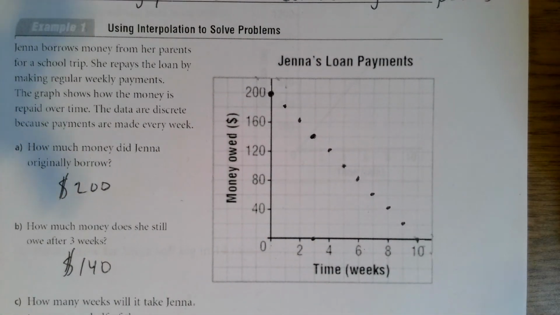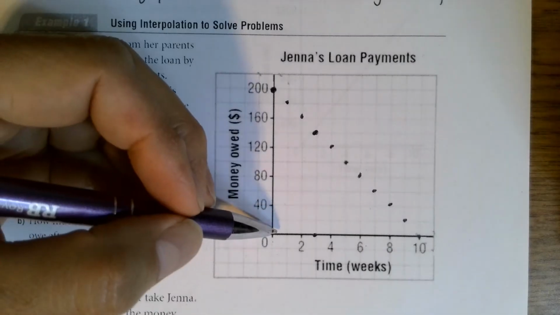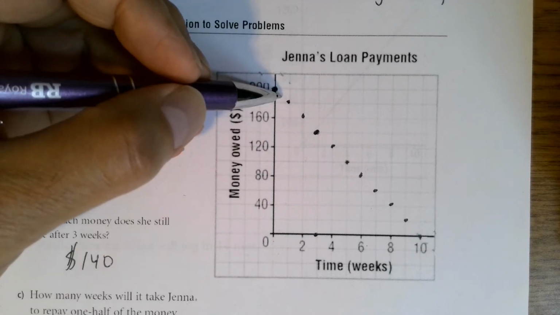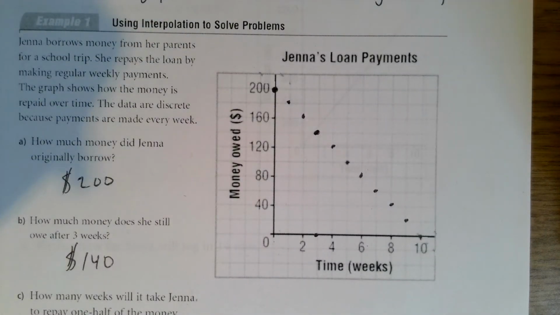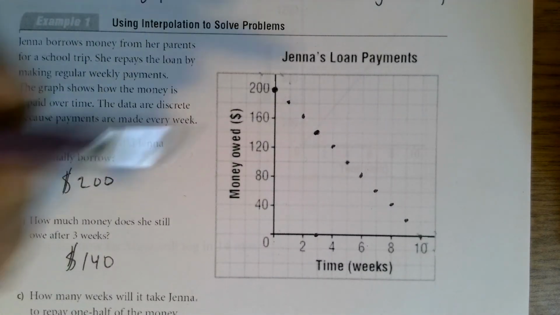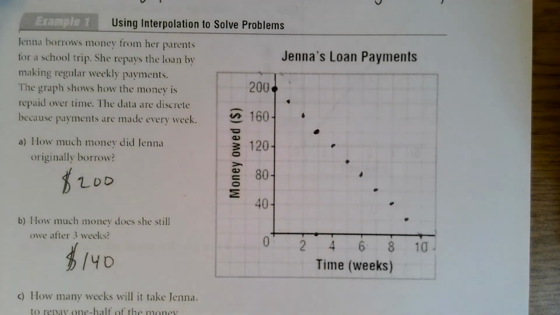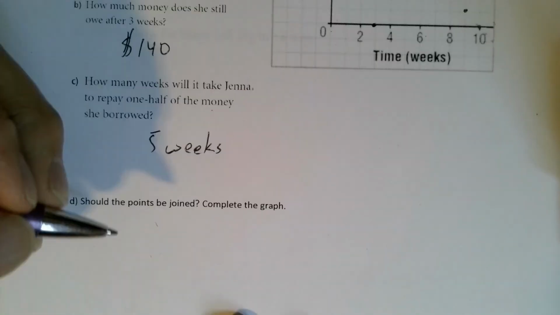Okay, now we need to decide, are we going to join these? So do we have these little decimal points? So at half a week, would she owe $190? Should I have a point there at half a week? Well, no, because she's paying back the 20 every week. So no, we shouldn't join the points. So let's write no down there under D.